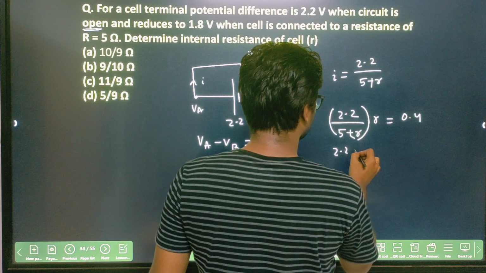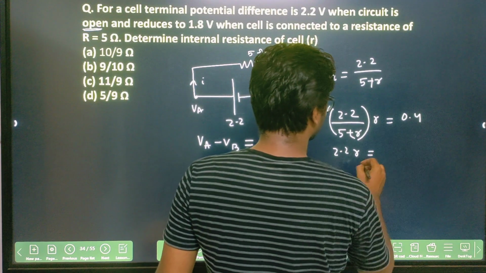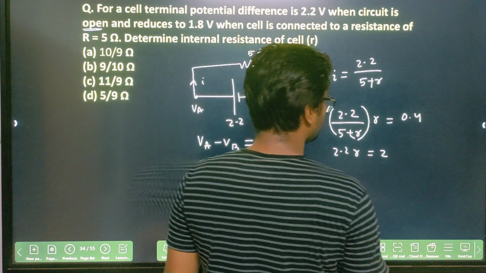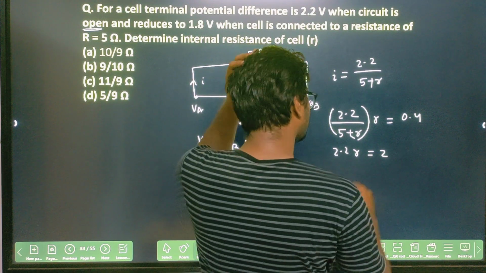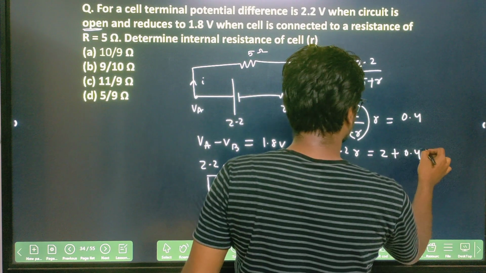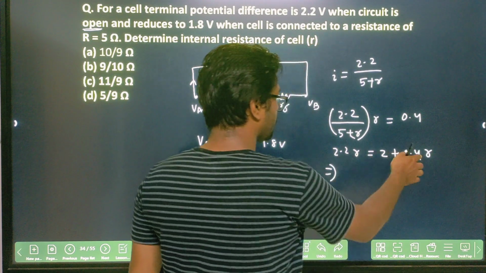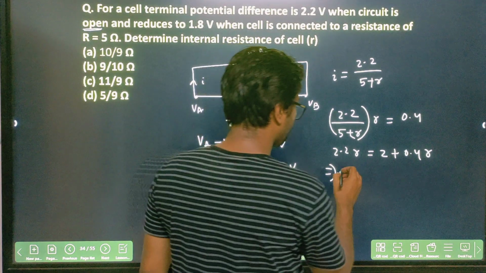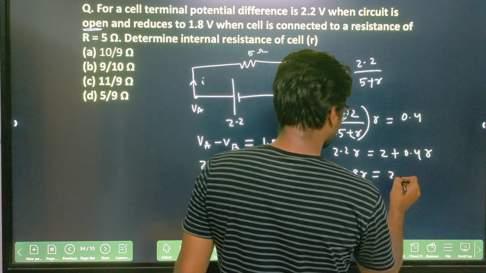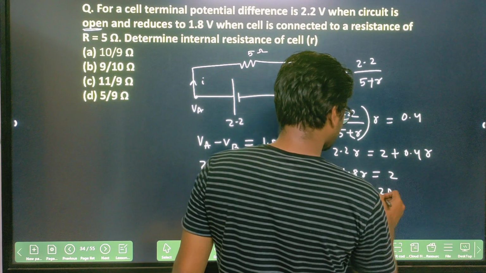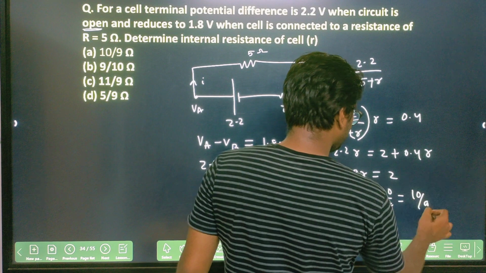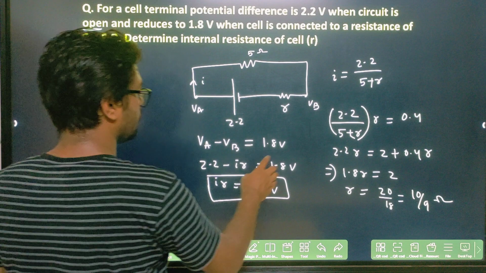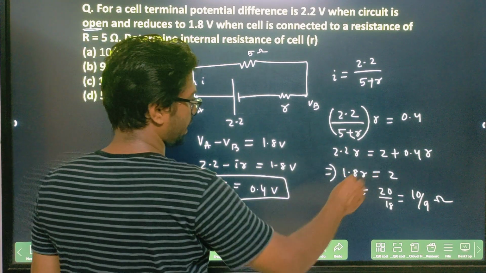So this will be 2.2 r equal to 0.4 into 5, which is 2, plus 0.4 r. So 2.2 r minus 0.4 r gives 1.8 r equal to 2. So r equals 20 divided by 18, which is 10 by 9. Clear? I had to find the internal resistance and I got 10 by 9 ohm.